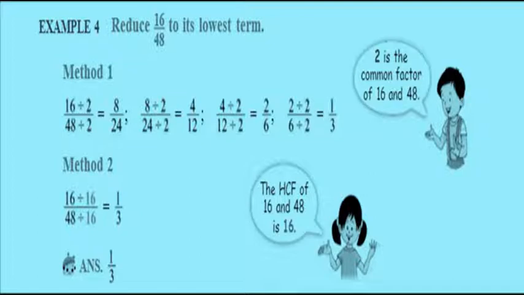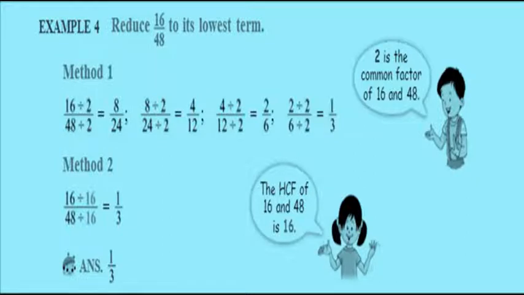In this method, we have to find the HCF of 16 and 48. We have already studied, right, in multiples and factors. So how do you find out the HCF? First, you write the factors of 16 and then you write the factors of 48. So you circle the common factors and then find the highest common factor between 16 and 48. So the highest common factor between 16 and 48 is 16.